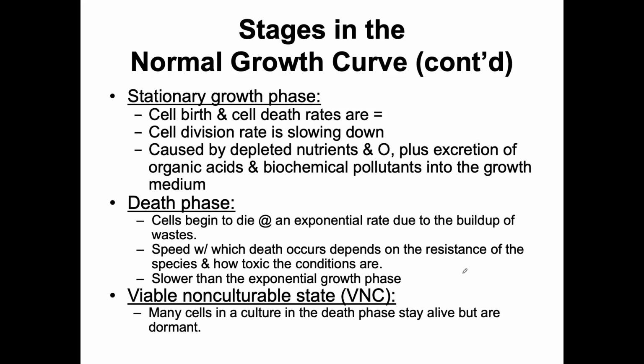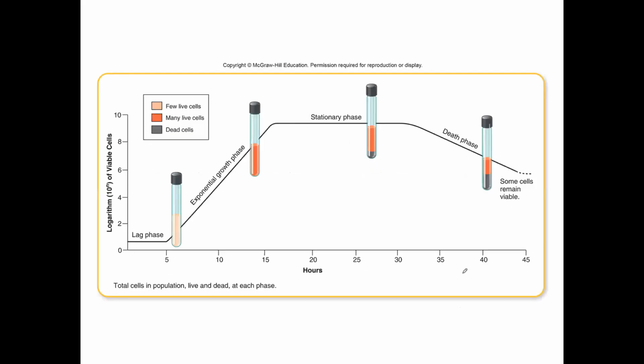A viable but non-culturable state is where a lot of cells in a culture are in the death phase. They stay alive, but they're dormant. They may be spores, or they may just be sleeping, but they're still alive. So you can see what that looks like here: exponential growth, stationary, death. But some cells are still alive, but they don't grow on a plate.